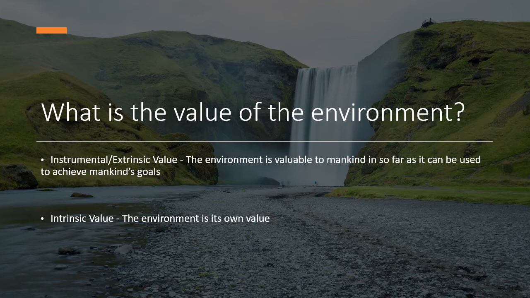Probably the biggest distinction that we can talk about here is whether the value of the environment itself is an instrumental or extrinsic value, or whether it's an intrinsic value. If you remember when we were talking about utilitarianism and happiness, we discussed this idea about intrinsic value, where happiness, as Mill defined it, was intrinsically valuable. That is, it's valuable for its own sake and not for the sake of something else. Something that is instrumentally or extrinsically valuable is valuable because it helps you get something. It's an instrument for the achievement of something else.